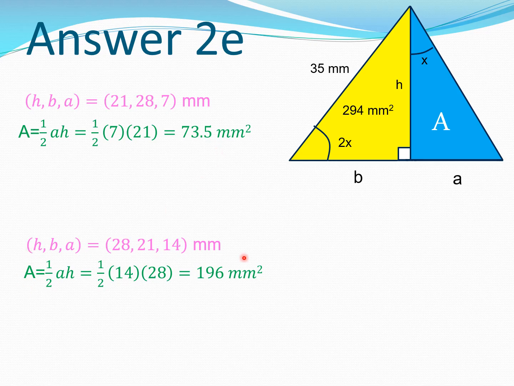And again, I have the expression here, HBA is 28, 21, 14 millimeter. So I can take A is half AH is half 14 into 28. That gives me 196 millimeter square. So I have these two possibilities here in terms of A here. And of course, both of these are legitimate possibilities.